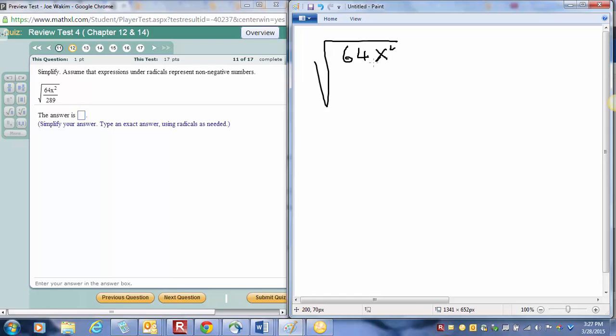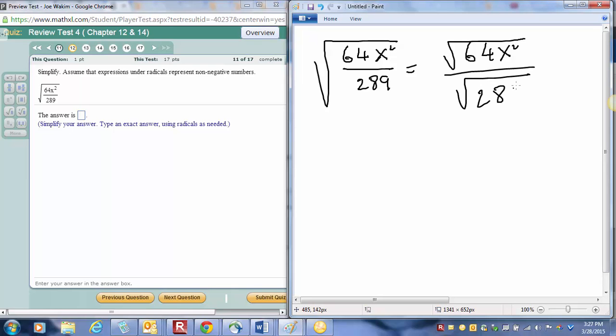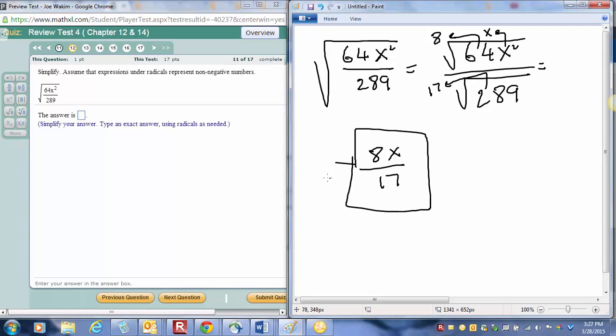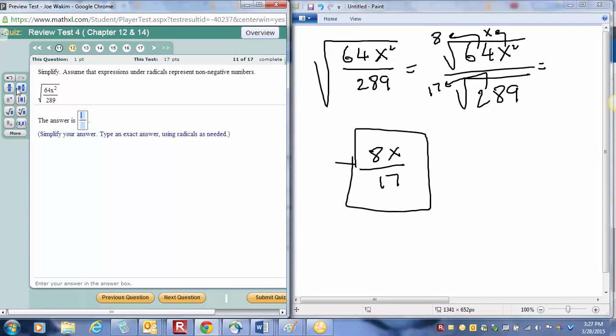64 x squared over 289 is equal to, we can split the radicals, square root of 64x squared divided by square root of 289. So the 64 is a perfect square, will come out as 8. X squared is a perfect square, will come out as x. 289 is a perfect square and will come out as 17. And the final answer would be 8x over 17.